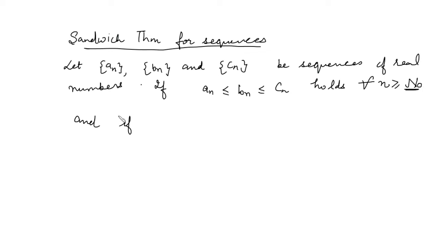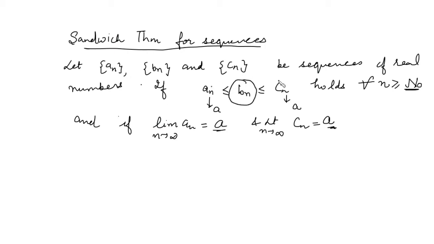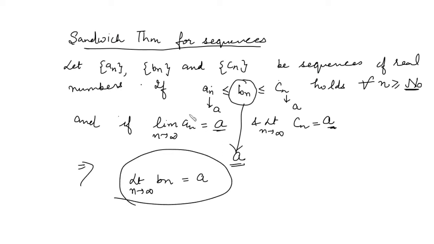And if the limit of a_n is known to us, let's suppose it is a, and the limit of c_n is also a, both these limits being the same, meaning both these sequences are convergent and converging to the number a, then this theorem says that the sequence which is between a_n and c_n also converges to the same number a. This implies that the b_n sequence is convergent and it converges to the same limit, which is the limit of the sequence a_n as well as c_n.